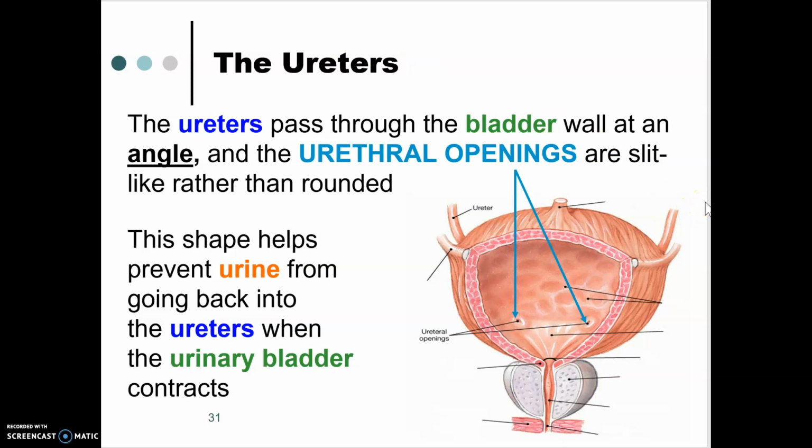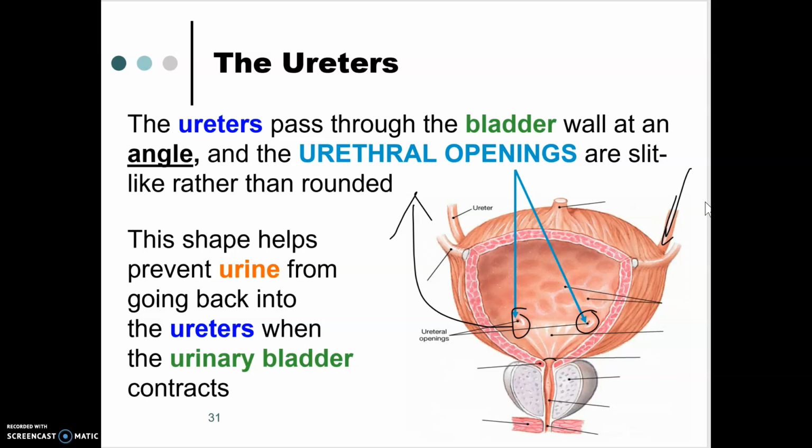On this slide here, you can see down here are the openings to the ureters. So the ureters travel in the back. You can see them right here, and they attach in the bladder on the lower side at the back. They also enter on an angle, and they're slit shaped rather than a round entrance. What that does is prevent urine, once it's stored in the bladder, from traveling back out and heading back up to the kidneys, which wouldn't be very good at all.